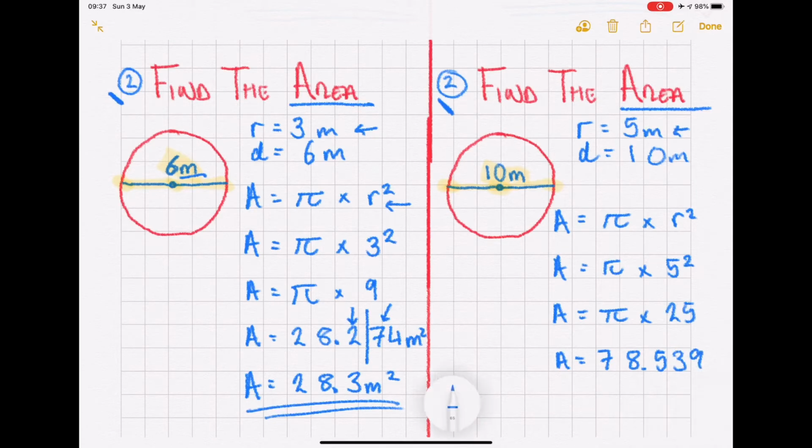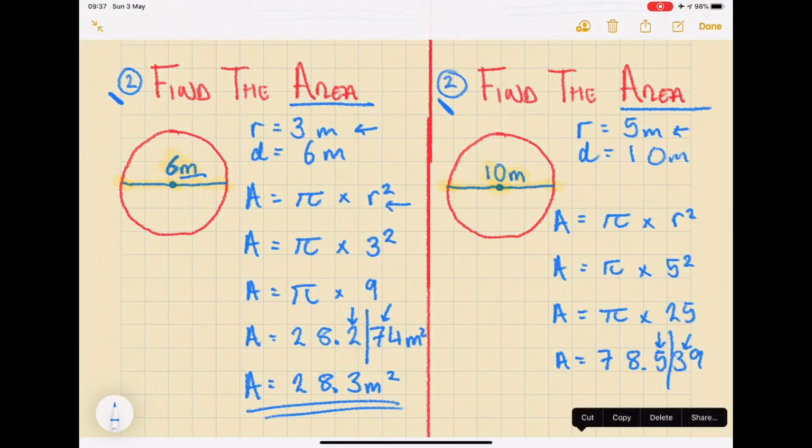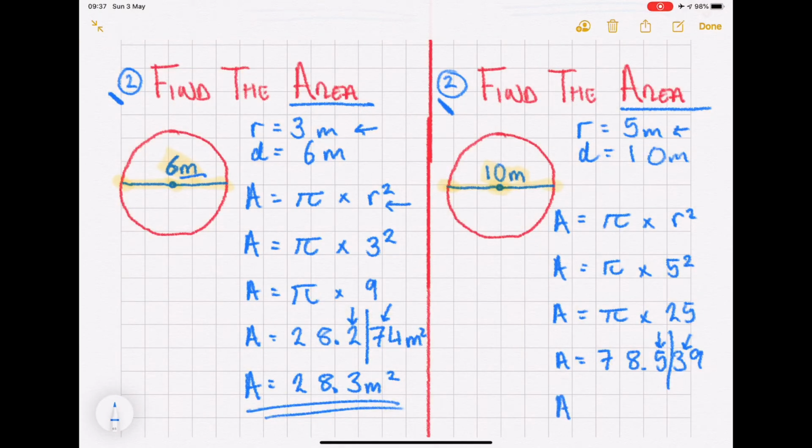78.539539. Fantastic. And now we're working to one decimal place, so we cut it off there and we look, is this number 5 or larger? No, it's not. So we keep this number the same. So our final area to one decimal place is 78.5 meters squared. Because it's area, so it's squared, and we're working in meters, so it's meters squared.